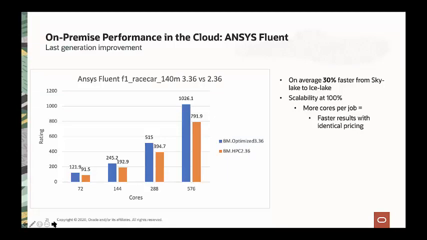So we created a cluster for this benchmark of bare metal HPC VM optimized 336 instances using a stack in the Oracle Cloud Infrastructure Resource Manager. Now, this stack contains all the parts that turn a collection of instances into a functional HPC cluster.